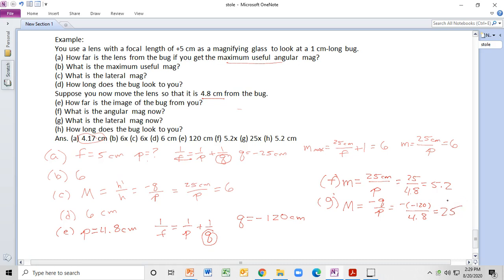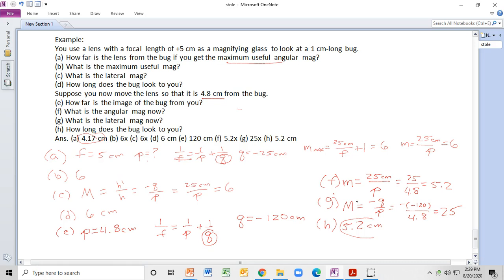Which is the correct value to use to answer H? How long does the bug look to you now? This is a magnifying glass. We have to go with the angular magnification. It's 5.2 centimeters because we're getting 5.2x from our magnifying glass. You see, the lateral magnification has led you astray. It's only looking at the ratio of h prime to h, and that is indeed 25.